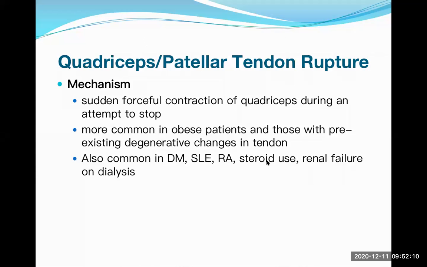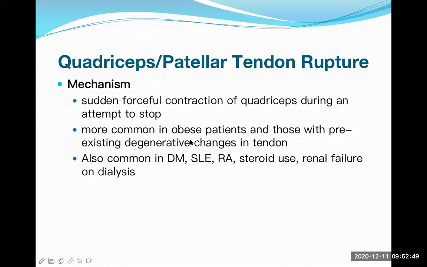Now, when this patellar tendon or this quadriceps femoris tendon is ruptured or damaged, that's what we are talking about right now. So what is the mechanism of injury? Sudden forceful contraction of the quadriceps muscle during an attempt to stop. The person is running, for example, very fast, and suddenly stops, for example, when some danger comes suddenly in front. During that time, there is vigorous contraction of the quadriceps femoris muscle, and that contraction can rupture the tendon.